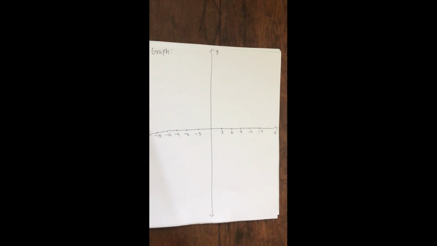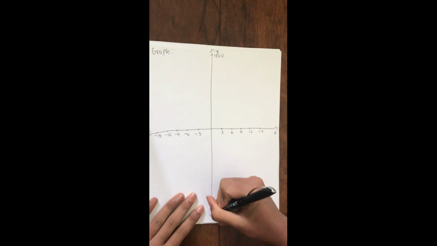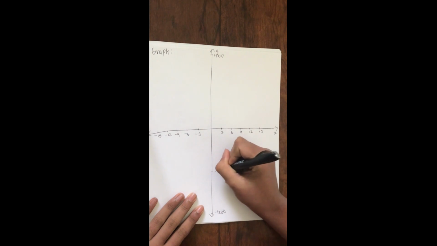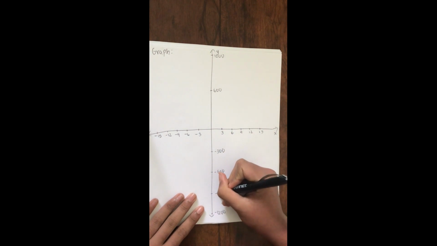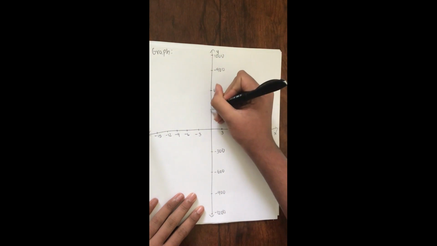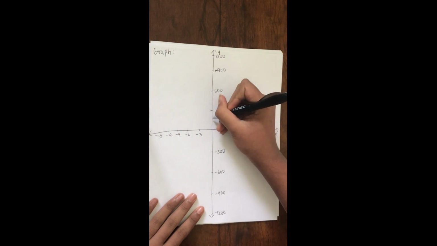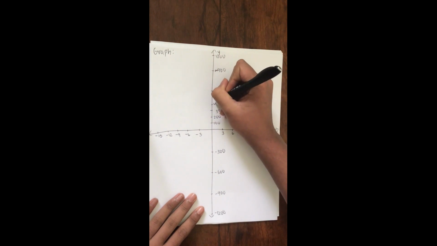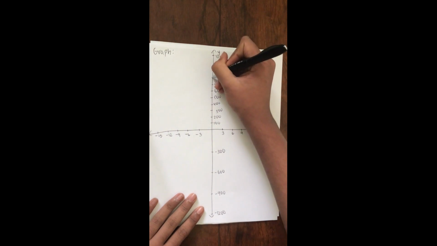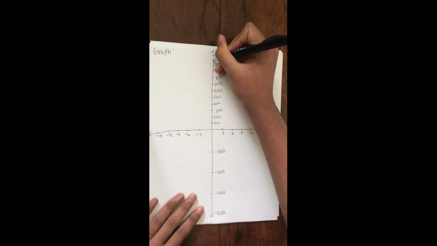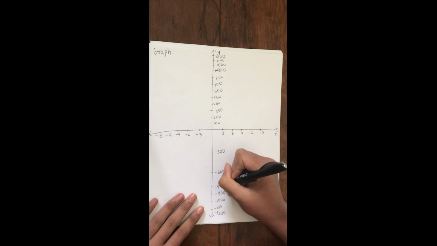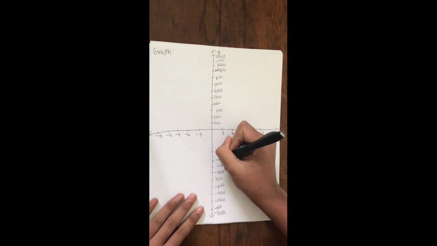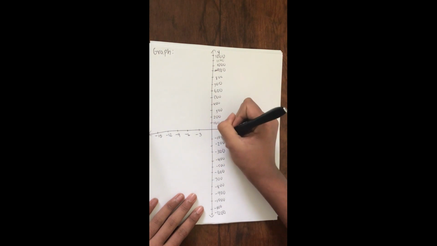So let's do it that way. It goes up to 1200, negative 1200, negative 600, 600, negative 300, which is our y-intercept, and negative 900, or sorry, I meant to say 900, and we can maybe put 200, 100, 400, 500, 700, 800, 1000, 1100, negative 1100, negative 1000, negative 800, negative 700, negative 500, negative 400, negative 200, negative 100, 0.